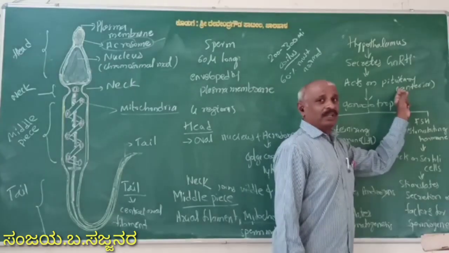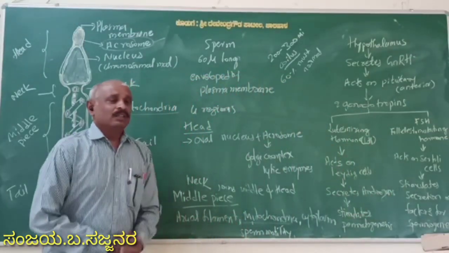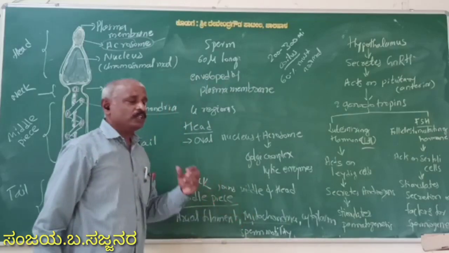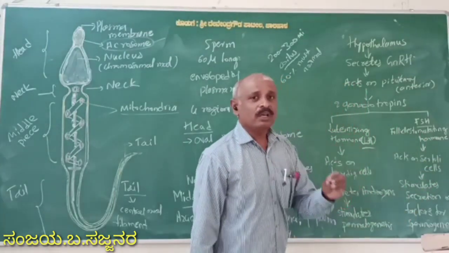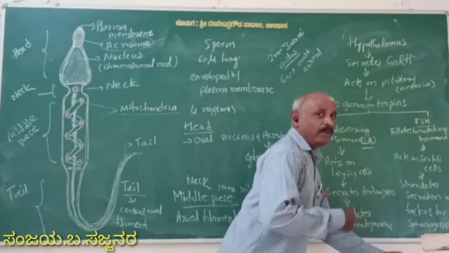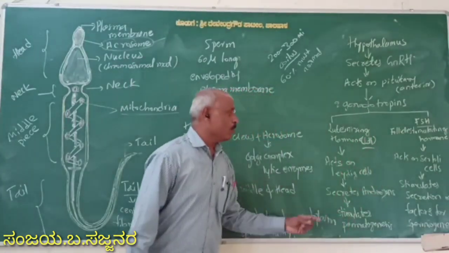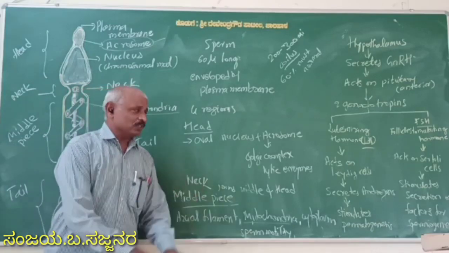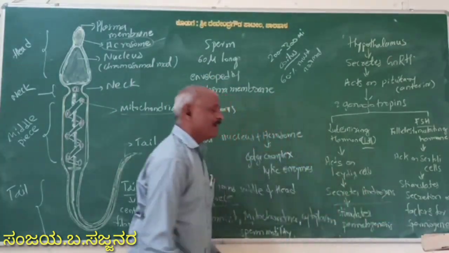This anterior pituitary starts its action and secretes two kinds of gonadotropins. These two are known as LH and FSH. LH is the luteinizing hormone, and FSH is the follicle stimulating hormone. Students, be concentrated here, LH and FSH. Both are present in male as well as in female. LH, this luteinizing hormone, starts action over the Leydig cells. You know where Leydig cells are: in the interstitial spaces. These Leydig cells start secretion of the androgens.